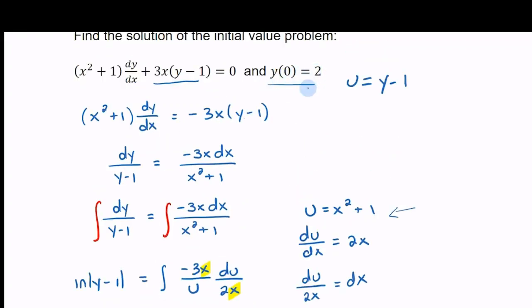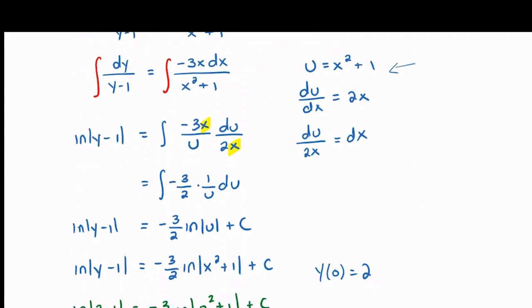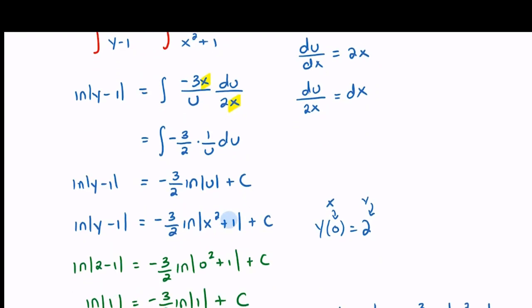y of 0 is equal to 2, so this is a good point to go ahead and plug that in. So what this means is that your x value is equal to 0, and your y value is equal to 2. So we can go ahead and substitute that in. This y becomes a 2, this x becomes a 0, and then we can simplify. This becomes 2 minus 1, which is 1. Ln of 1 is simply equal to 0.